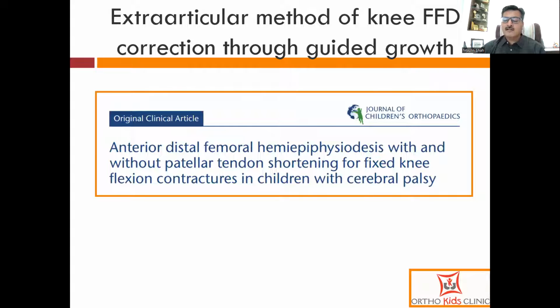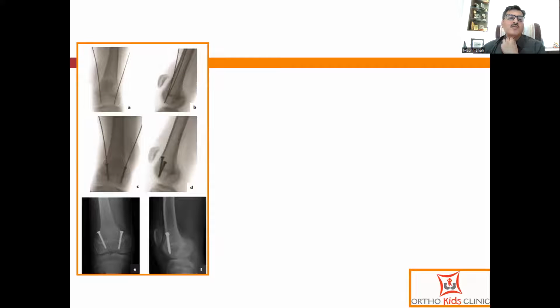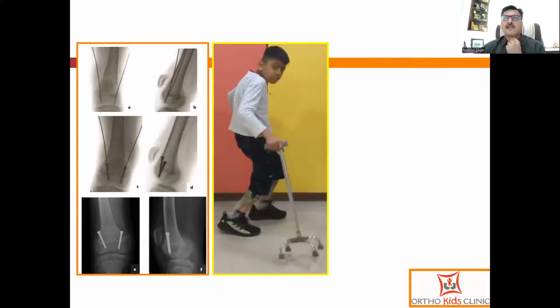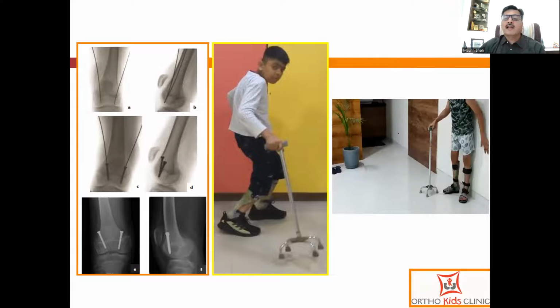Now, another method is becoming more popular, that is extra-articular screw placement with or without patellar tendon plication for crouch gait, wherein we put the screws in the anterior third of the femur from the lateral side. This is a boy where we did semitendinosus to adductor magnus transfer at the age of 9 years, and he had rebound deformity at 13 years. So we used this method, and this child showed substantial improvement.